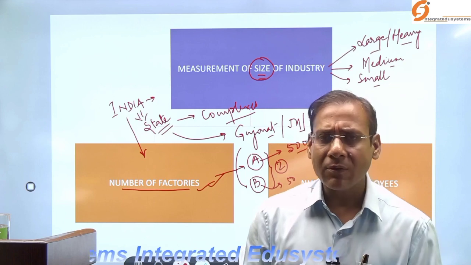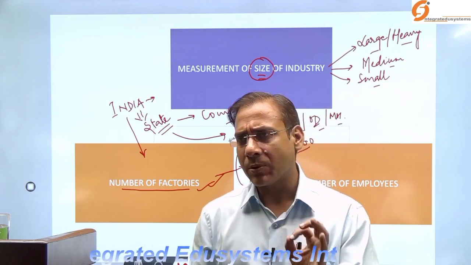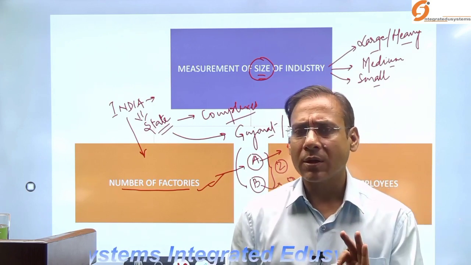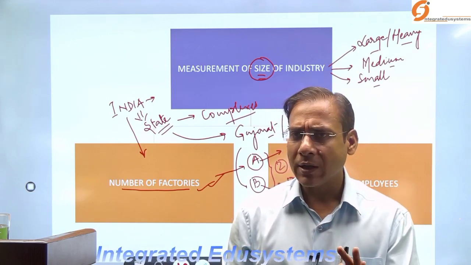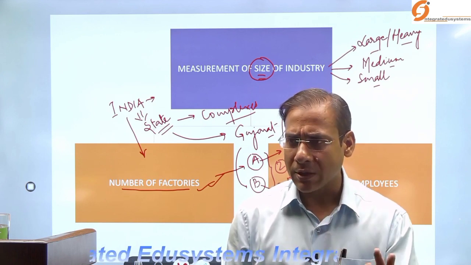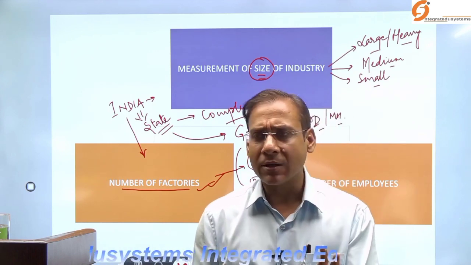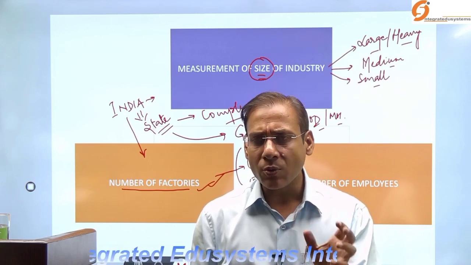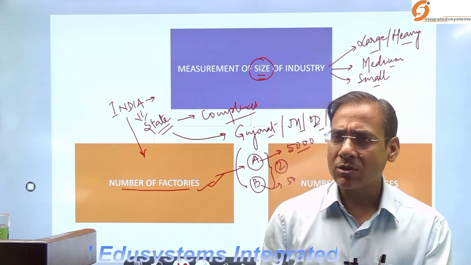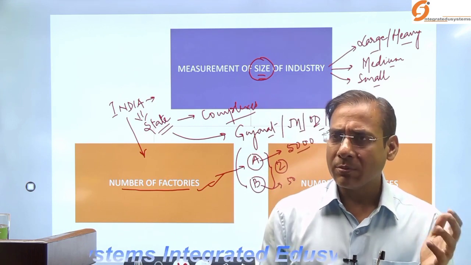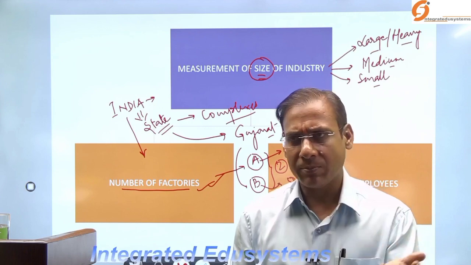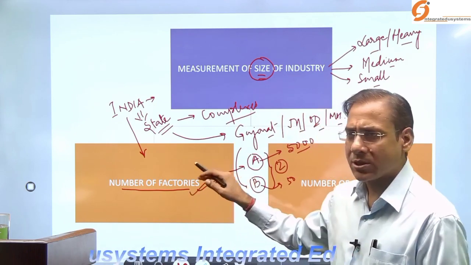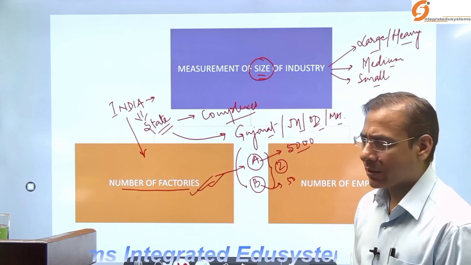So basically when we are counting the number of factories in a particular area, the number of factories gives us ideas about which part of the country has larger industrial complexes, but it won't give us an idea about how many products are being manufactured in an industry, and it also won't give us an idea whether that industry is heavy, medium or small. We can't find that out. So this is the limitation of this approach to the measurement of the size of an industry.